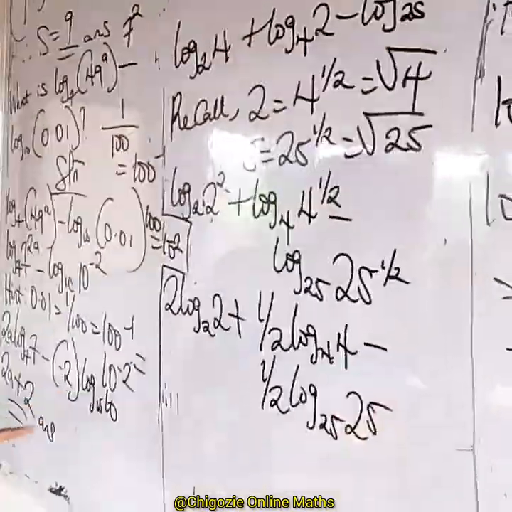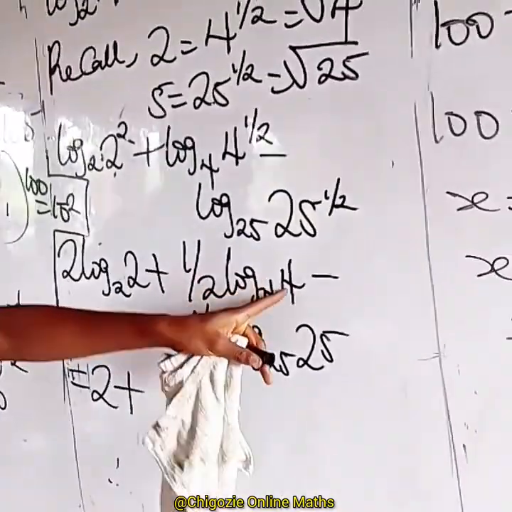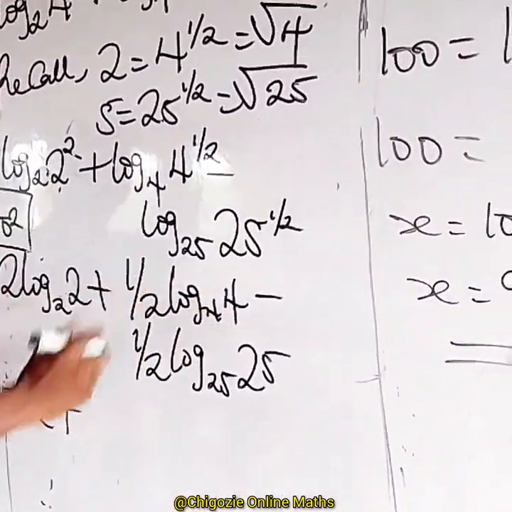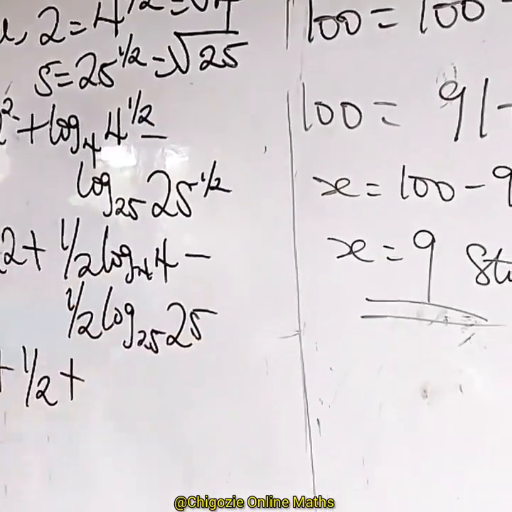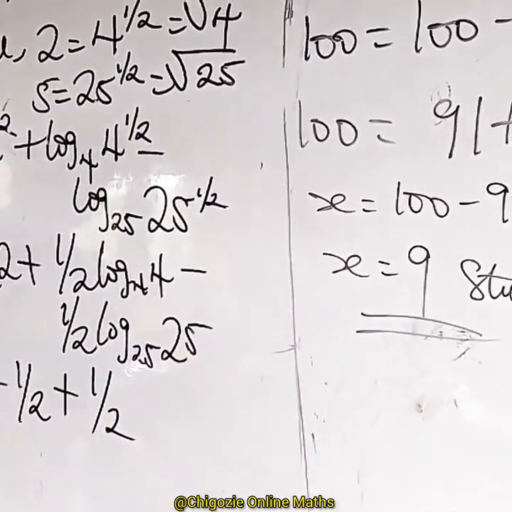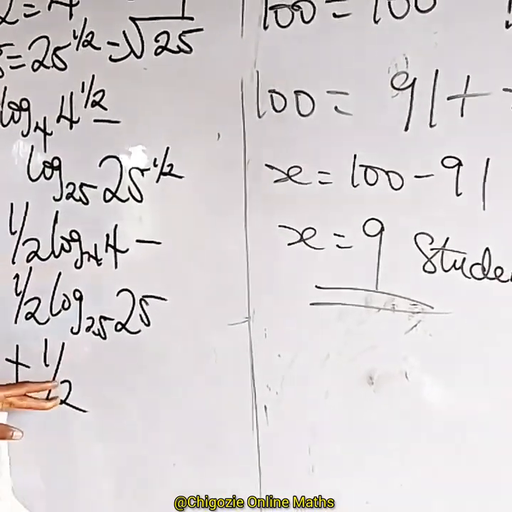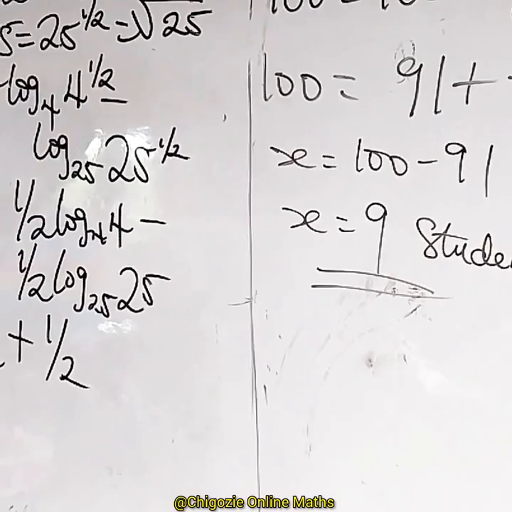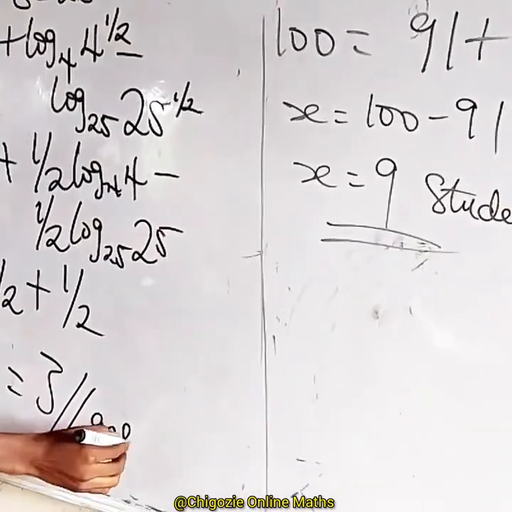Now log 2 base 2 is 1. So I have 2 plus log 4 base 4 is 1. So 1 times this is half, plus this is 1 times this is what? Half. Now equals 2 plus, in my village, this boy plus this boy will give me 1. And 2 plus 1 is what? 3. Very simple.